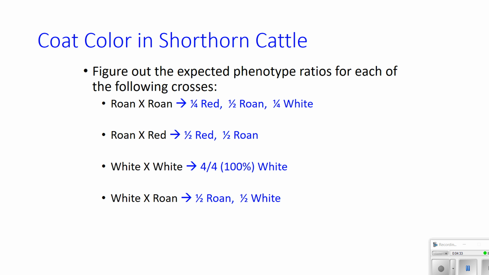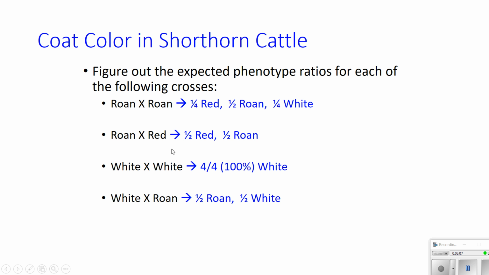Well, let's see if you came up with the right answer. Roan crossed with roan, this would be analogous to a pink snapdragon crossed with a pink snapdragon. And you get exactly the same kind of result. You get 1/4 red offspring, 1/4 white offspring, but half of the offspring are expected to be roan. Roan crossed with red, half of the offspring are expected to be red, half of them are expected to be roan.